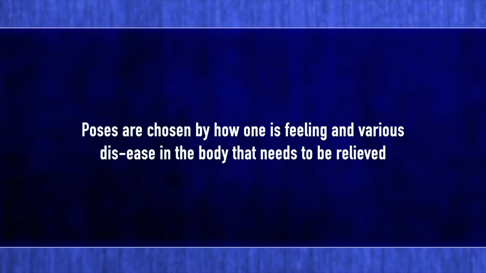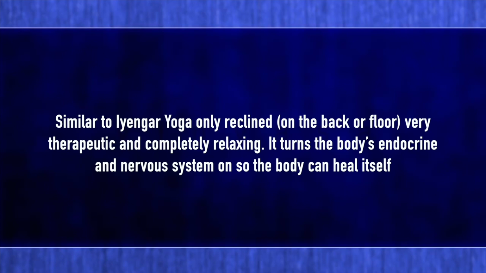Next one is the restorative yoga. Similar to Iyengar yoga, only reclined on the back on the floor, very therapeutic and completely relaxing. It turns the body's endocrine and nervous system on, so the body can heal itself. So these were some of the types of yoga.